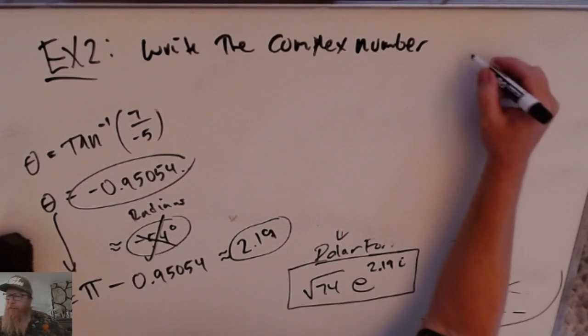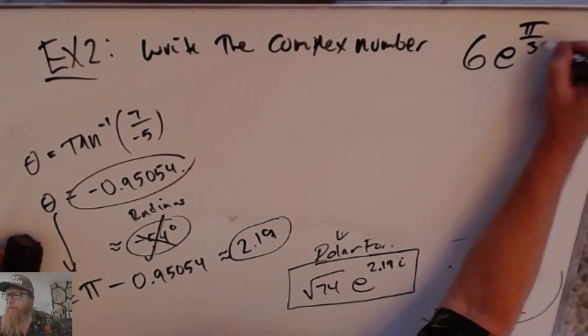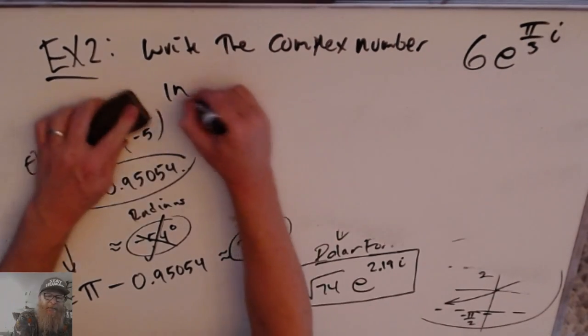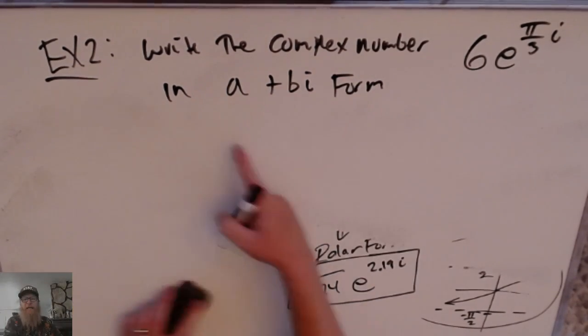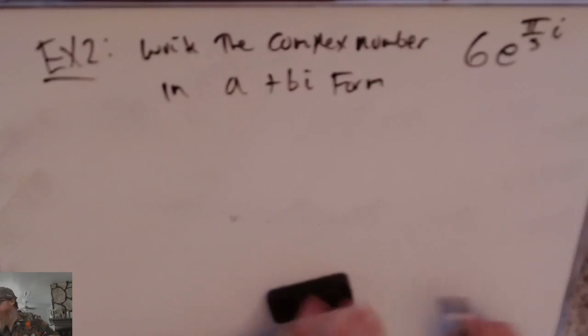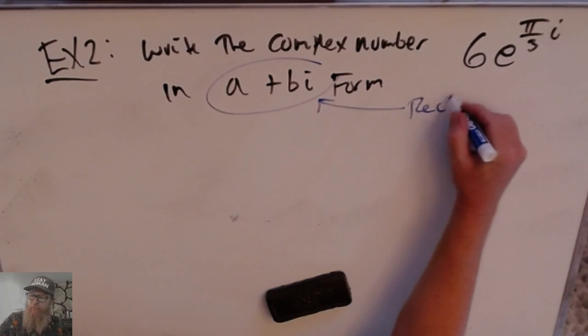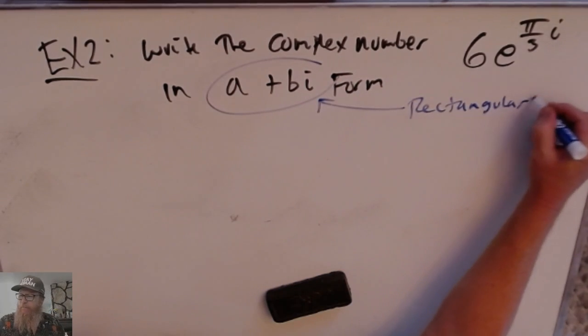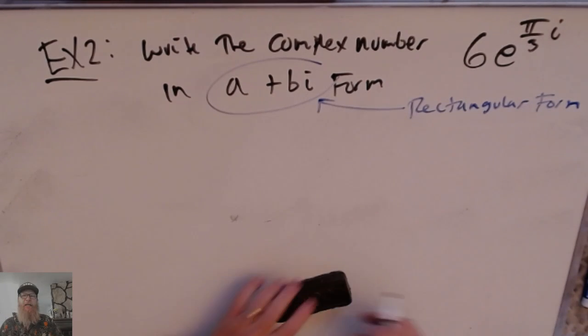How about 6e to the pi over 3i in a plus bi form, also known as rectangular form? This is called rectangular form. In other words, go back the other way.